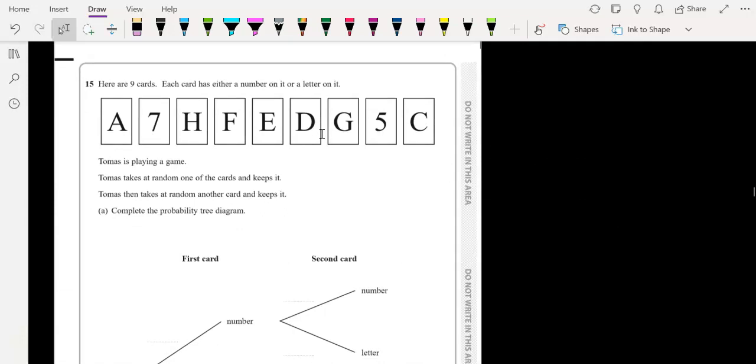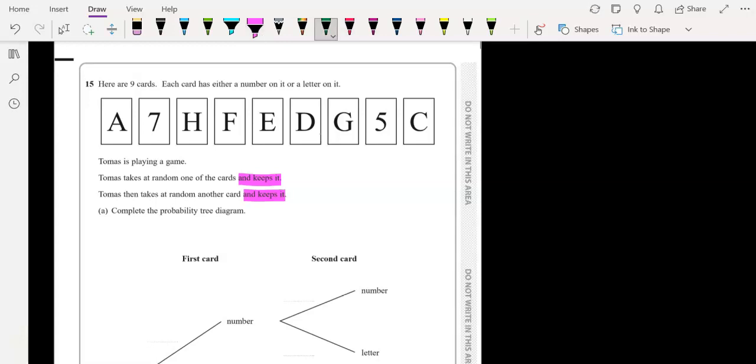Question 15. Here are 9 cards. Each card has either a number on it or a letter on it. Thomas is playing a game. Thomas takes a random one of the cards and keeps it. Thomas then takes at random another card and keeps it. So basically what they want to say is the cards are not replaced. So he keeps it.